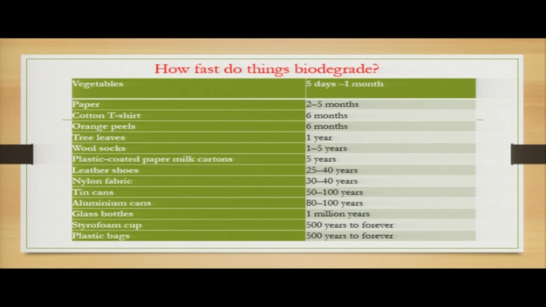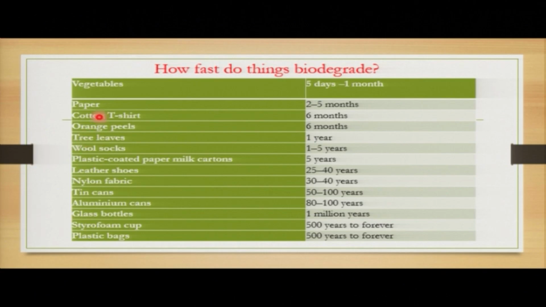Now look at the vegetables. These are the food. It combines all the food that we eat. For them to decompose, it will take them 5 days to 1 month. Just imagine that one. 5 days. And you may think that's something that will decompose within a day.